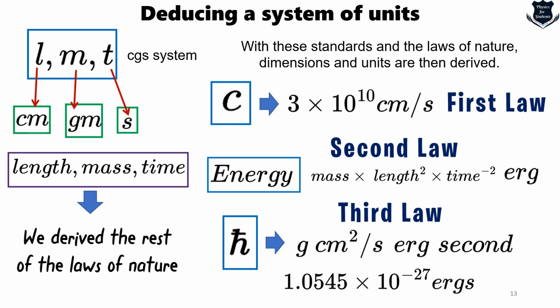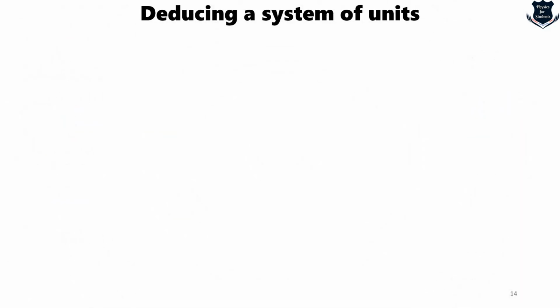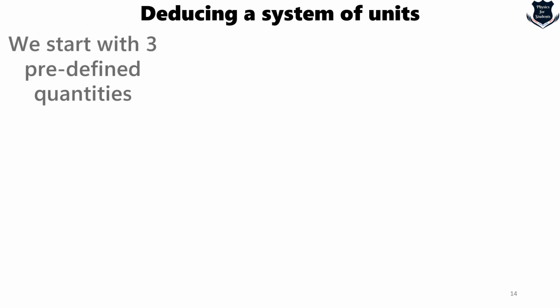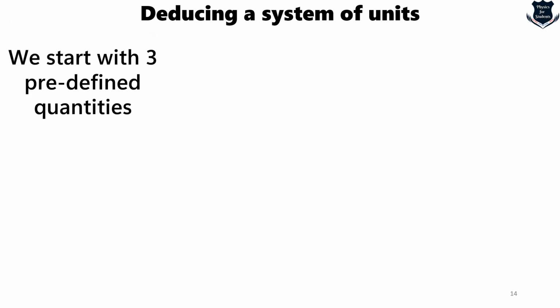So of course the other laws you can use to derive, for example, F equals ma, but we will just use the three laws to maintain simplicity and brevity. So this is how we are using the systems, and we are deducing the numbers and the rest of the part. Now you also see with natural units we do so much as we have done in the CGS system. So we start with the predefined quantities, and then from there we derive the rest.